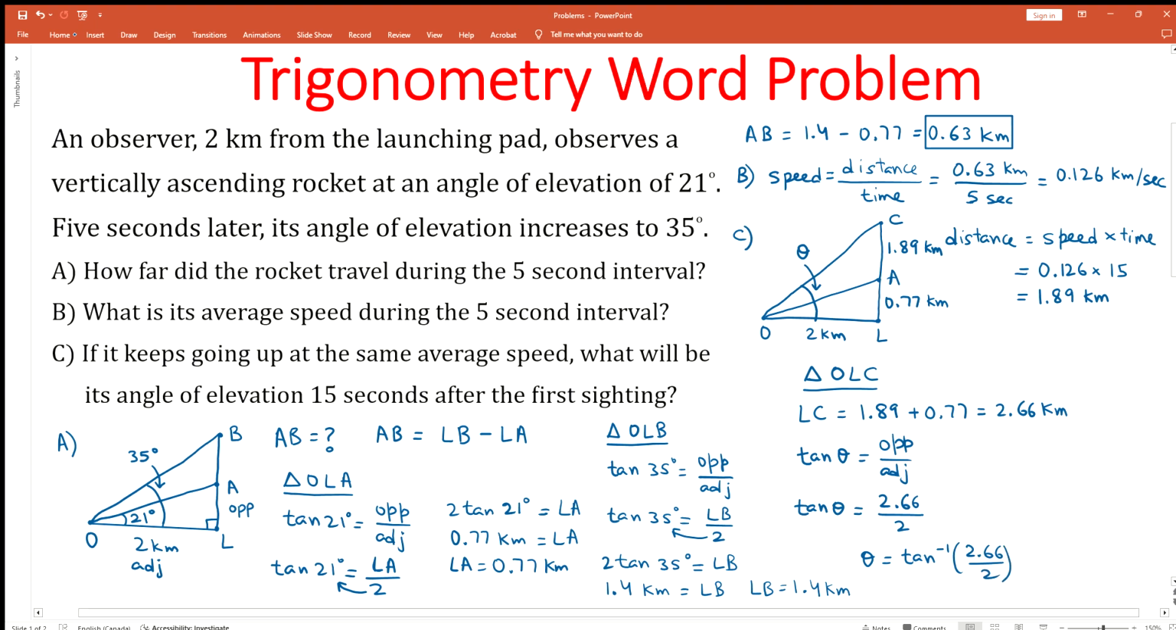I got theta equals almost 53 degrees. This is the angle of elevation of the rocket 15 seconds after the first sighting. This should be the final answer for part C. So these are the steps you have to keep in mind to solve a problem like this one.